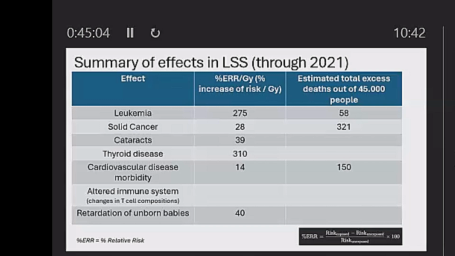Only a 28% increased chance of getting solid cancer per gray. Cataracts, you have increased risk. Thyroid disease, you have about a 3-fold increase in the risk of getting hyperthyroidism. About a 14% increased chance of dying from a heart attack or a stroke. Other effects that we've seen in Hiroshima and Nagasaki survivors are altered immune systems, changes in T cell compositions, and retardation of unborn babies.